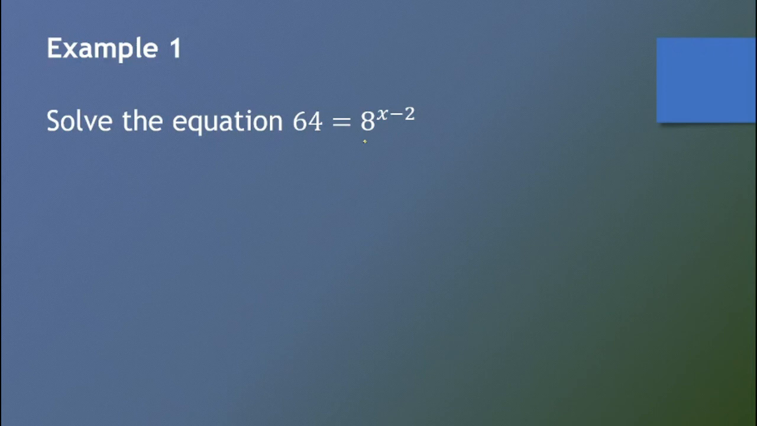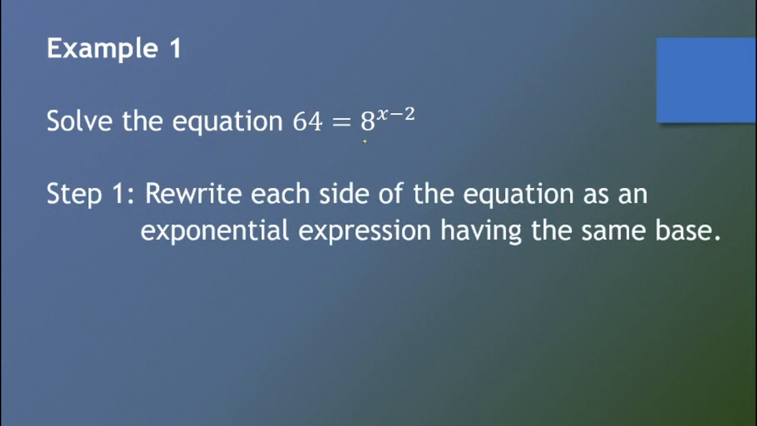So, ang una nating kailangan gawin is rewrite each side of the equation as an exponential expression having the same base. So, kailangan equal yung bases natin. So, dito, for the 64 and 8, yung ating bases, ang kailangan natin gawin is mag-equal sila. So, ang kailangan natin i-reduce dito is the 64. So, pinakamaliit si 8. So, 64, we can write that as 8 also.